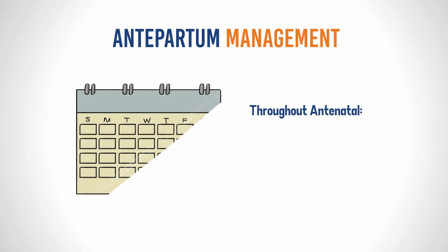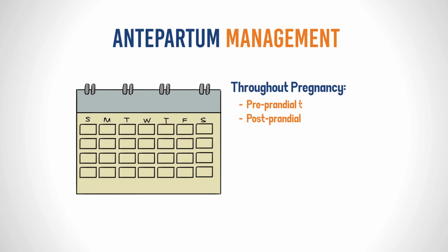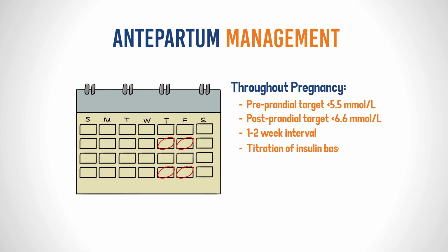Women with diabetes should record a 7-point blood glucose profile pre- and post-meals and once before bedtime for at least 2 days of the week throughout the antenatal period. They should be monitored closely throughout pregnancy at 1 to 2 week intervals, with those on insulin requiring even more frequent monitoring as titration of insulin doses is made based on home blood glucose profile.